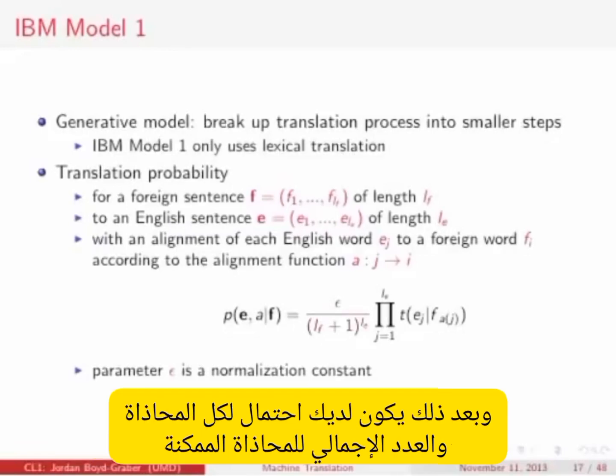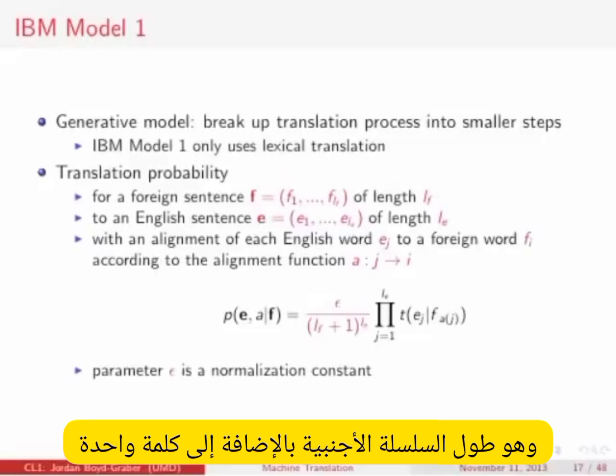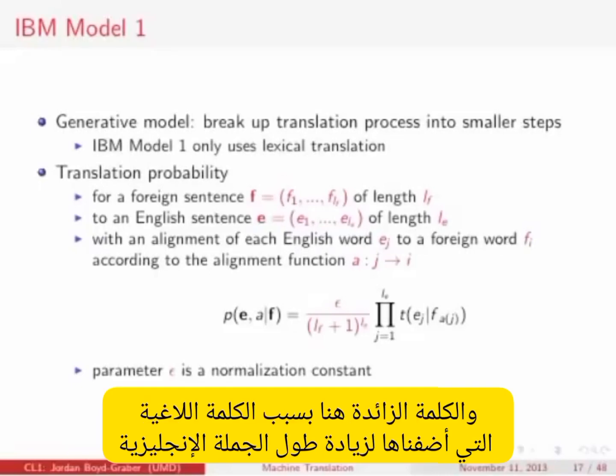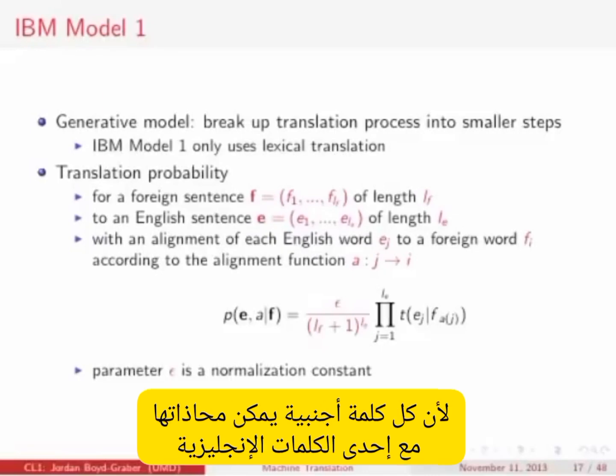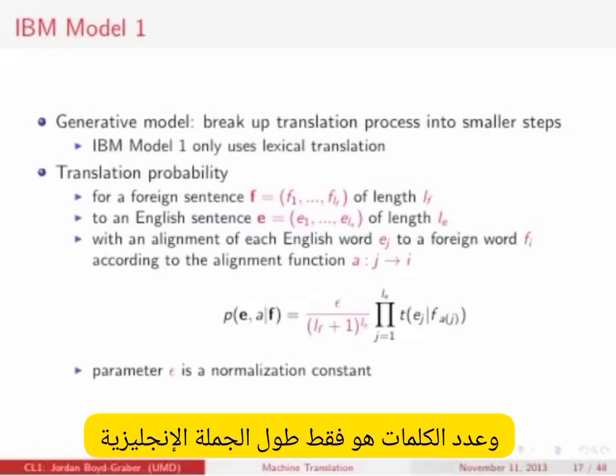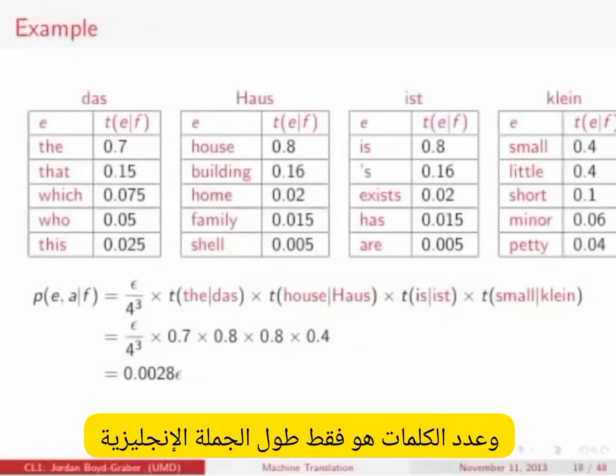And then you have a normalization constant that makes this all sum to 1. And then you have the probability of all of the alignments, and the total number of the alignments possible is the length of the foreign string plus 1. The plus 1 is there because of that null word that we added. And that's to the power of the length of the English sentence, because each English word can be aligned to one of the foreign words, and the number of words is just the length of the English sentence.